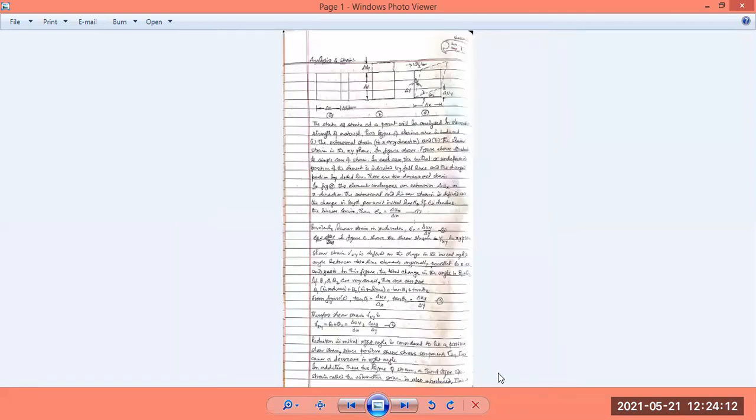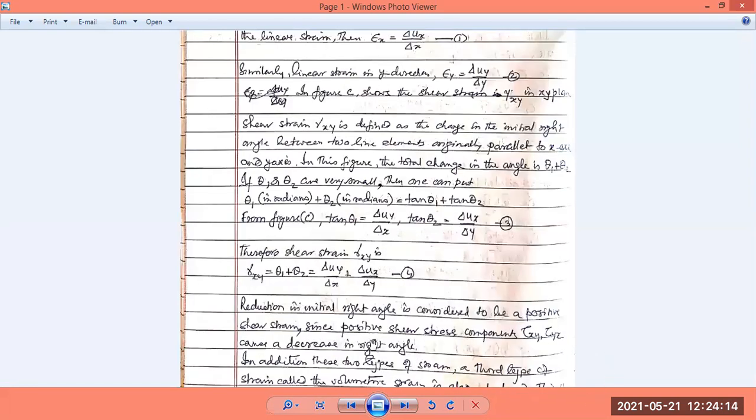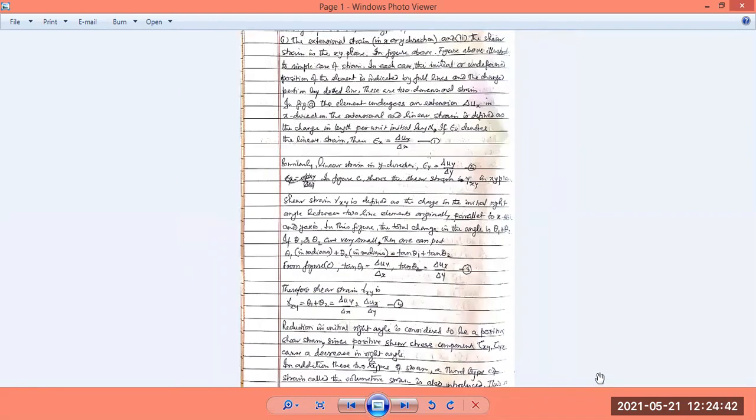Now, reduction of the initial right angle is considered to be positive shear strain. If the initial right angle is reduced, then we consider that positive, and at the diagonally opposite corners it is also reduced. And at the other diagonal corners, it is increased, which means the shear strain there will be negative. But in the present formulation, we will consider only the positive shear strain.